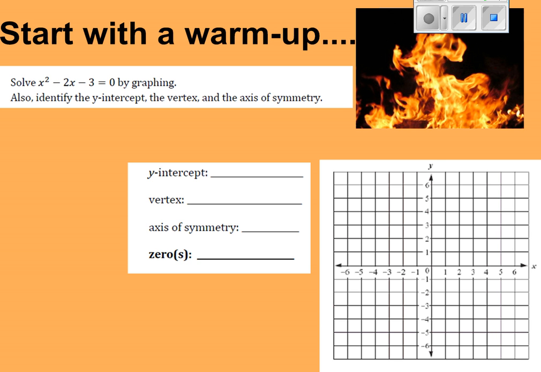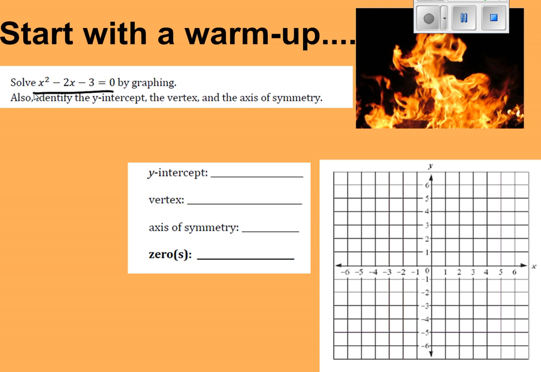All right, Algebra 2 guys, this is section 5.3 notes. We're going to start off just by graphing, just to kind of shake the rust off. So if I say x squared minus 2x minus 3, identify the y-intercept, the vertex, and the axis of symmetry.